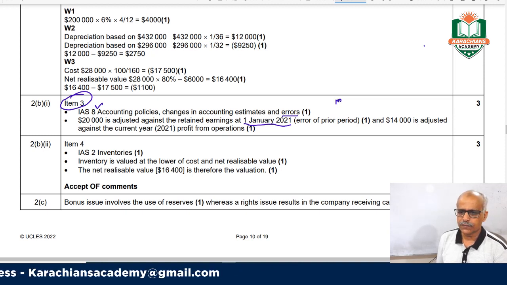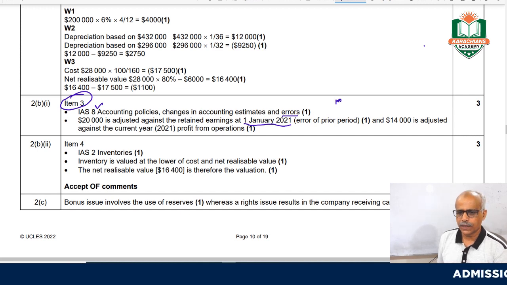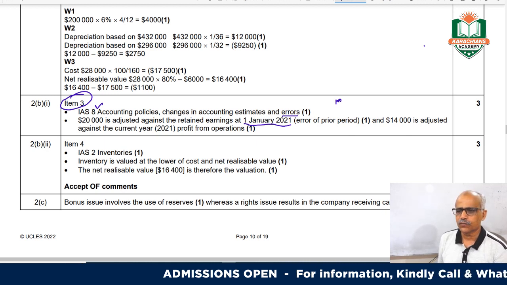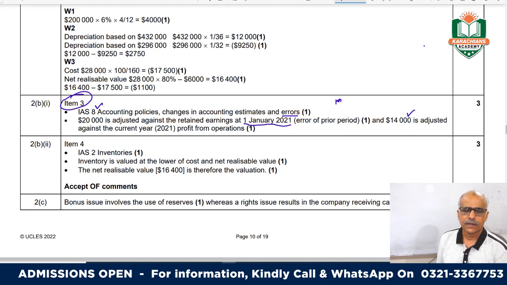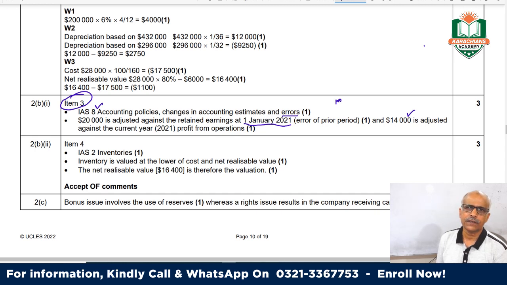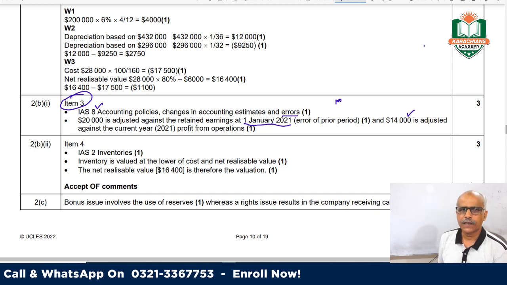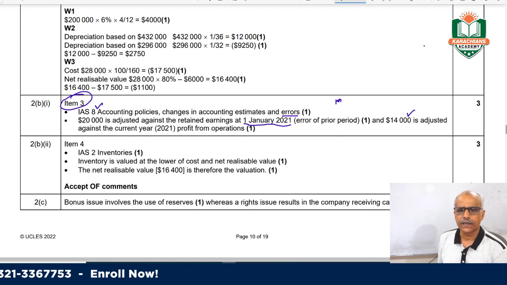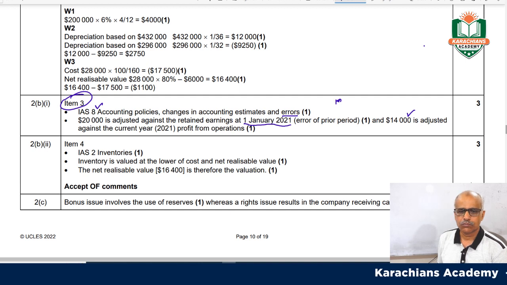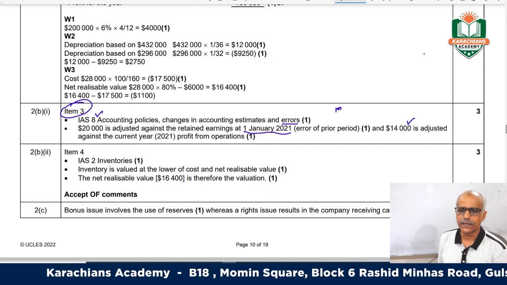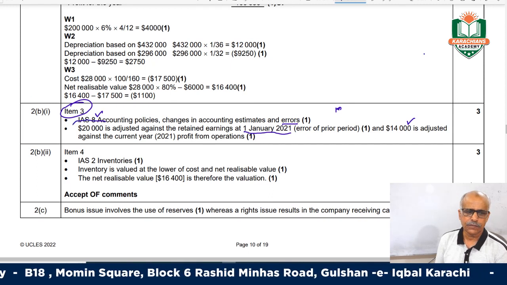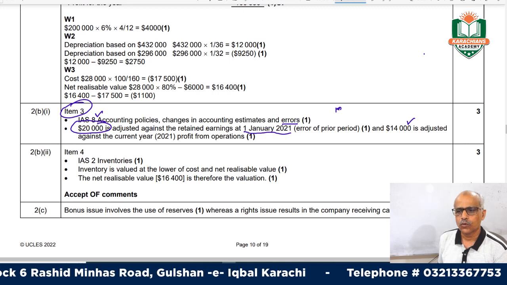So we already have 20,000 adjusted against the retained earning, the error of the prior year, and 14,000 is adjusted against this year's profit. This 14,000 effect we have already taken, right? 20,000 will be adjusted in your retained earning. So your opening retained earning, this will be a prior year profit because you overstated the expenses. So this will increase your retained earning. We will see how much is the retained earning. Remember this 20,000, that this will be added into the opening retained earning.